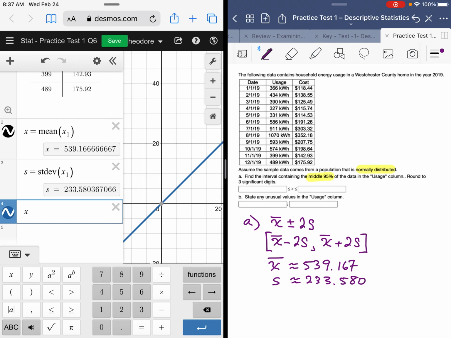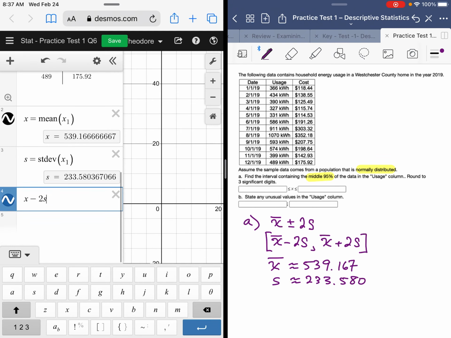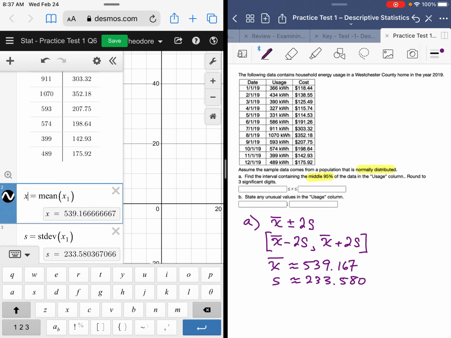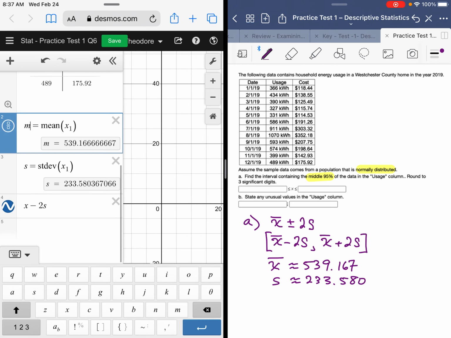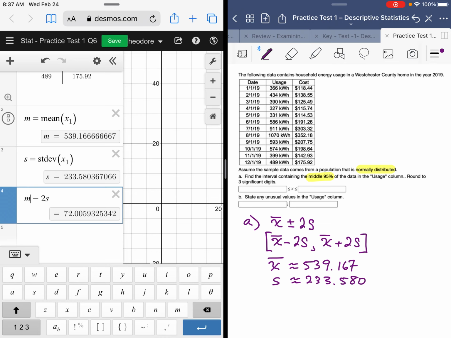Now I need to run my computation. I could type in x bar, but there is no x bar notation on Desmos, so I'll use the x that I called the mean, x minus 2s. Yeah, poor choice in using x. I'll use m for mean. So m minus 2s. This way you don't have to type in the decimal again. That's really what I'm getting at here.